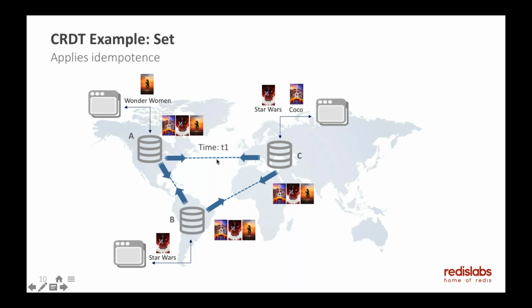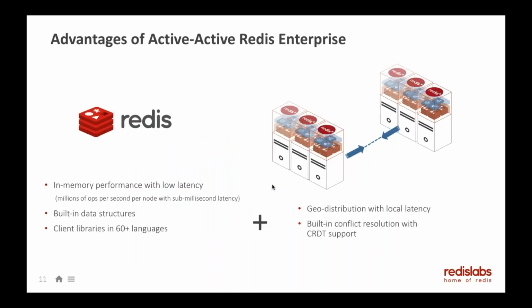Remember, all these things are happening at the same time, T1. And we are adding Star Wars at data center B, and we are adding Star Wars again at data center C and Coco. Eventually, when all the replicas exchange all this data, the set will have just 3 objects. Now, Star Wars is a duplicate, and because of the strong eventual consistency, you won't see the duplicate in the set data structure.